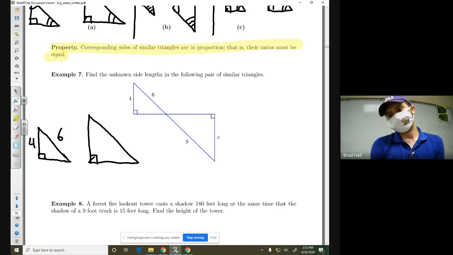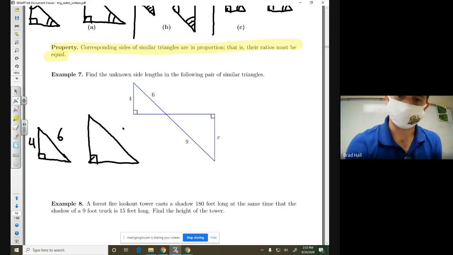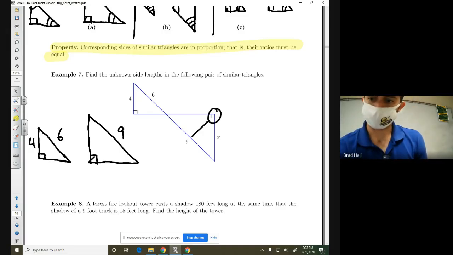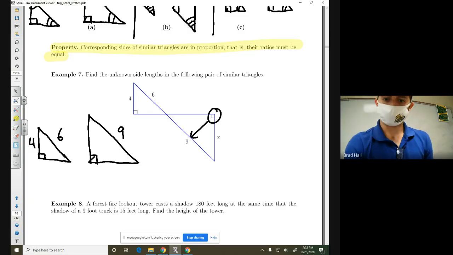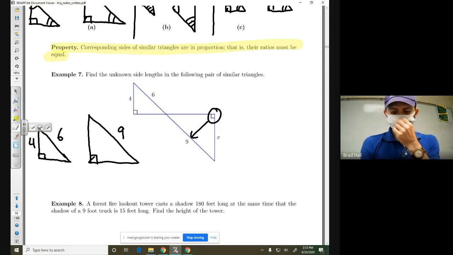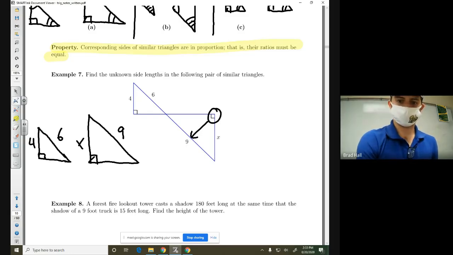If anything, definitely the 9 goes on the slanted line. That's the hypotenuse. It's right across from the right angle. And then X is going up and down relative to the right angle symbol. So X would go right here.